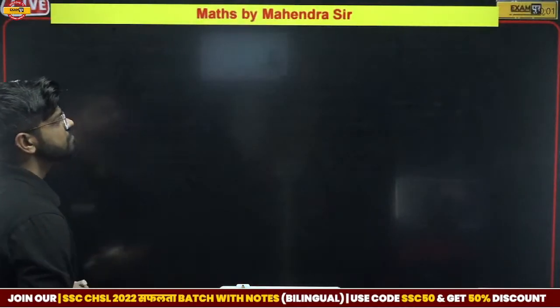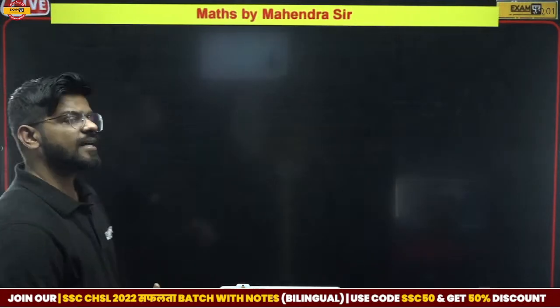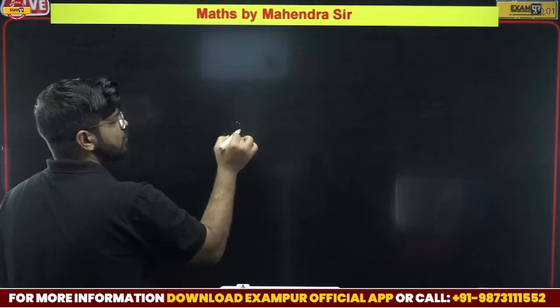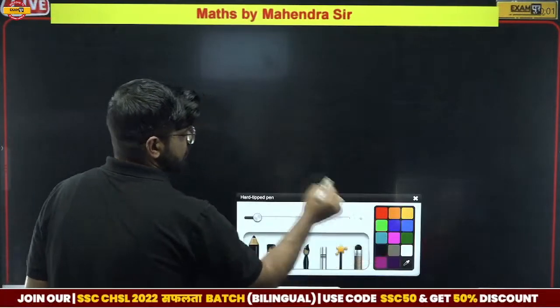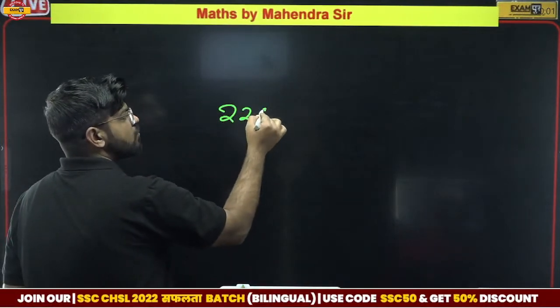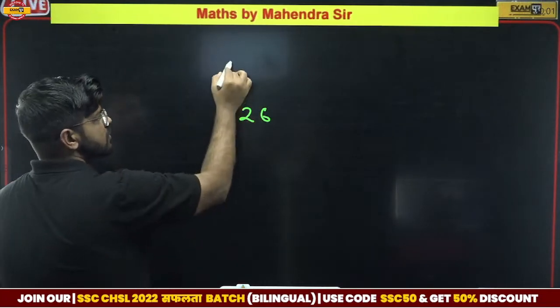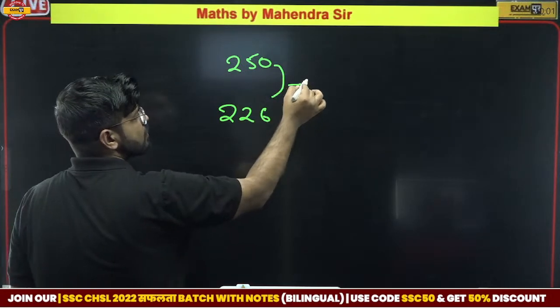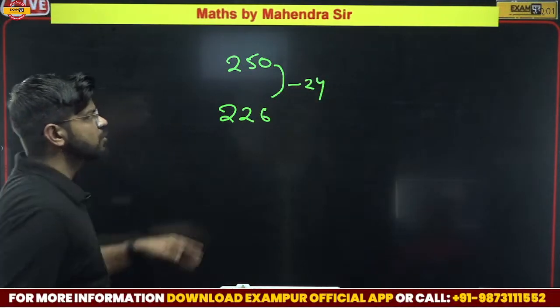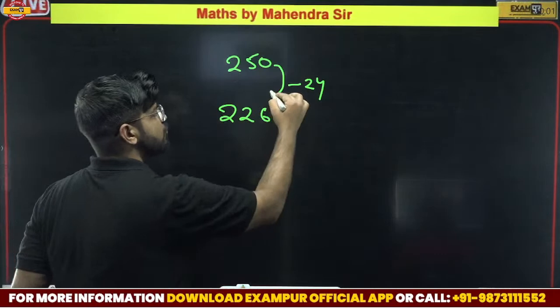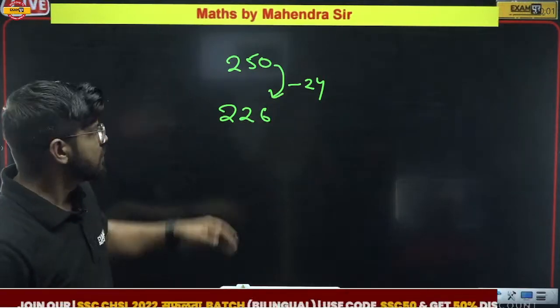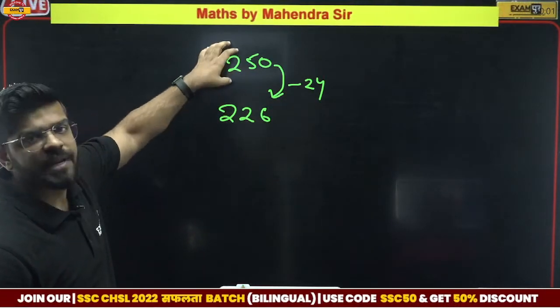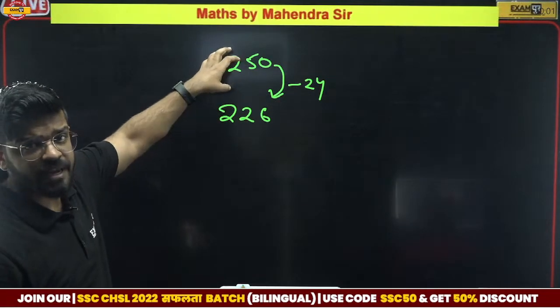Now let me tell you the other squares technique. I have told you how to calculate 226 square. This is nothing but 24 less than 250. Yes or no? So 250 is my multiplying factor, 2.5 will be the multiplying factor here.